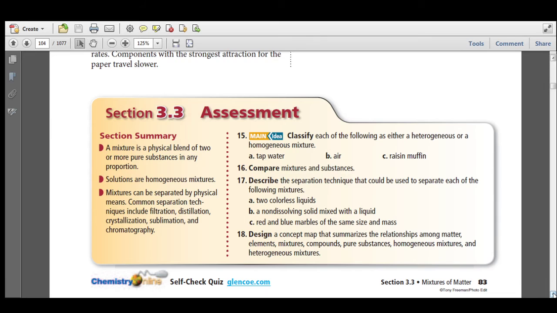Just to summarize this section, a mixture is a physical blend of two or more pure substances in any proportion. Solutions are homogeneous mixtures, and mixtures can be separated by physical means.